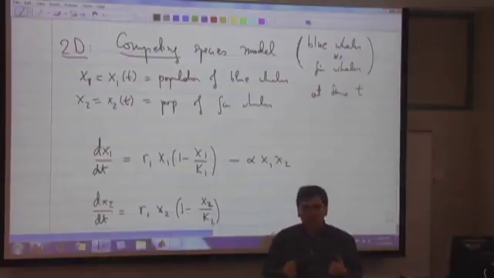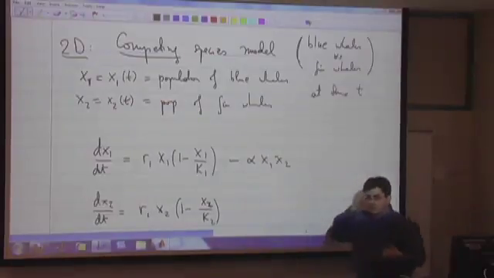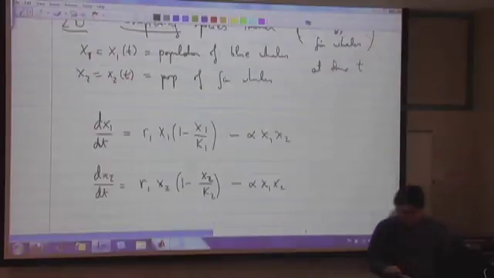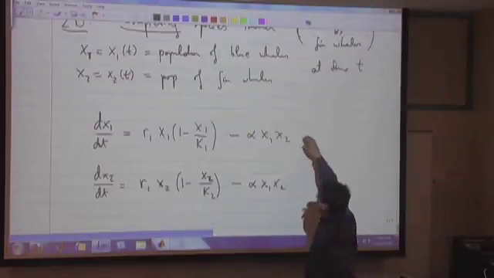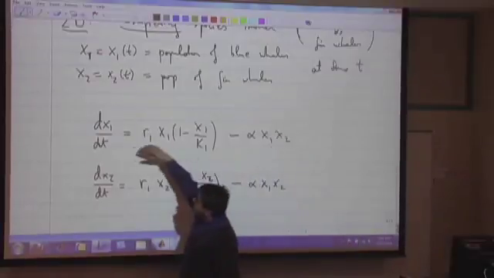So does this simple model allow for predators? No, this is competition, between two similar species. We're going to talk about predator-prey next. So this would be a different model, I mean, a different setup.